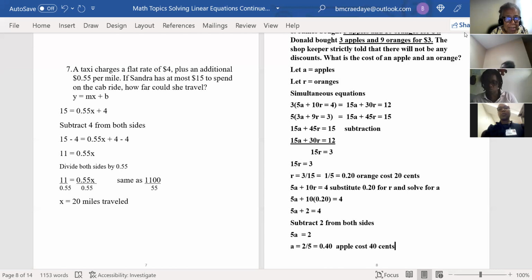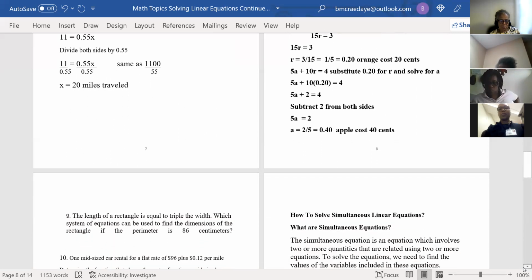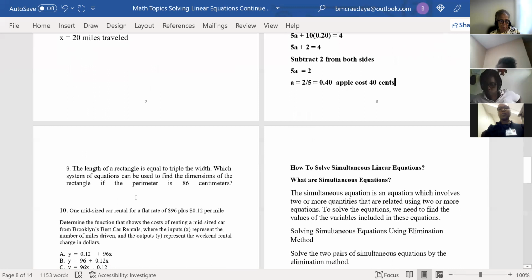But simultaneous equations have a characteristic: each equation contains the same variables. And this problem had both apples, A, and oranges, R. Any questions on that problem? All right, let's go to number 9.